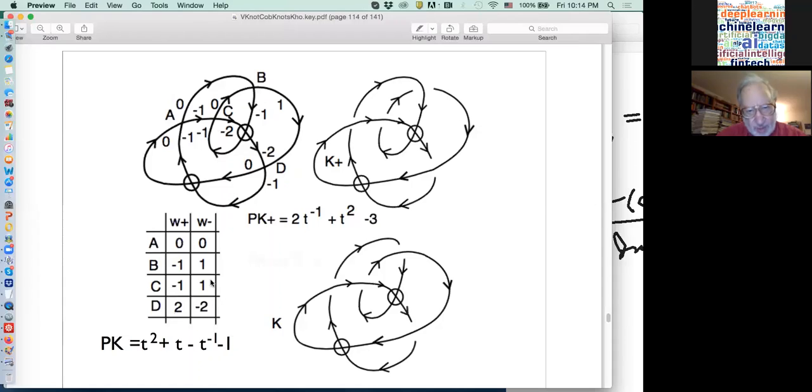So there's the weights. Now, if we want to calculate the polynomial for this one, everybody's positive, so we have 2T inverse and 2T squared, and the writhe is minus 3. So that's the answer. Now, if we switch this crossing, then this one is negative. That's B. B becomes negative, and so we're going to have minus T.